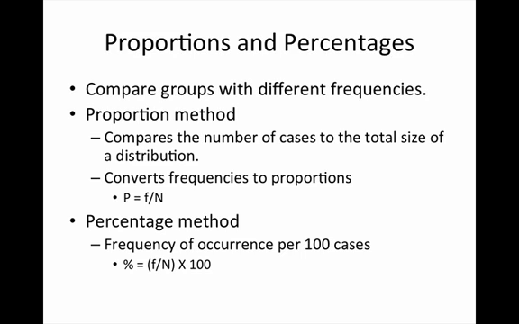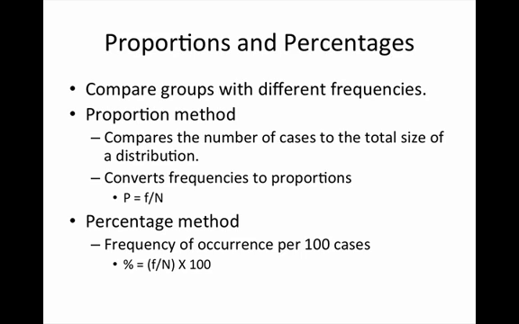So one method is the proportion method. This compares the number of cases to the total size of a distribution. This converts frequencies to proportions with the formula proportion equals frequency divided by n. Remember from the last lecture that n refers to the total number of people in your sample.